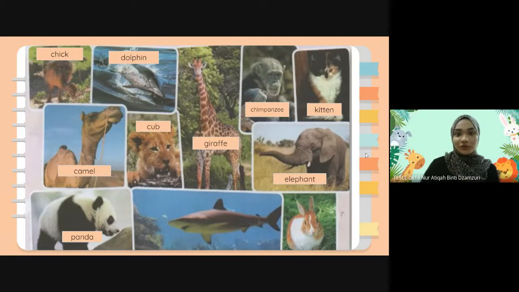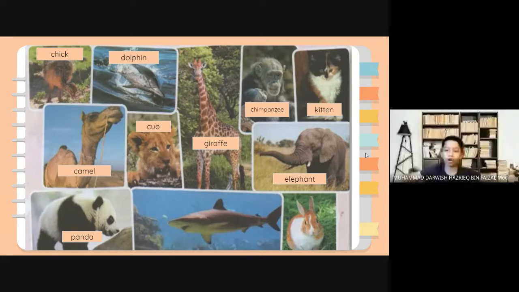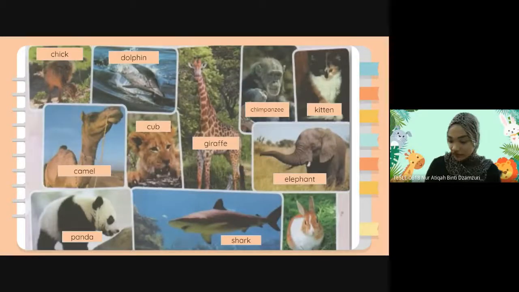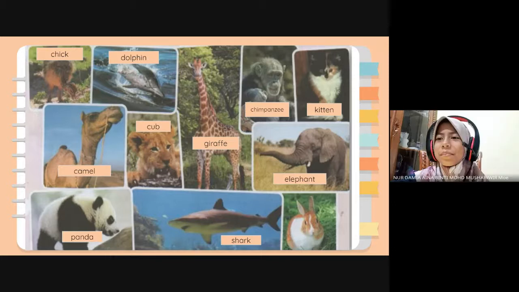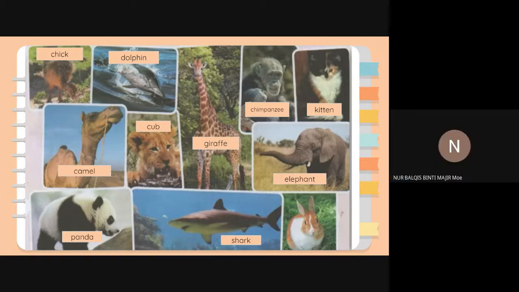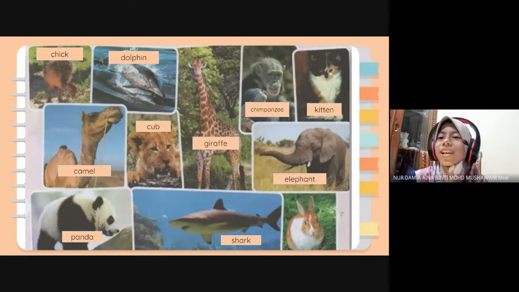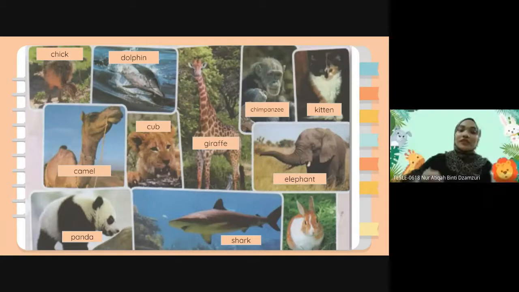I love panda too. And then shark. Do you like shark? No. Why? Because they are why? Dangerous. Because shark is dangerous and scary. Very good. Because they are dangerous. Because they are scary. Okay.